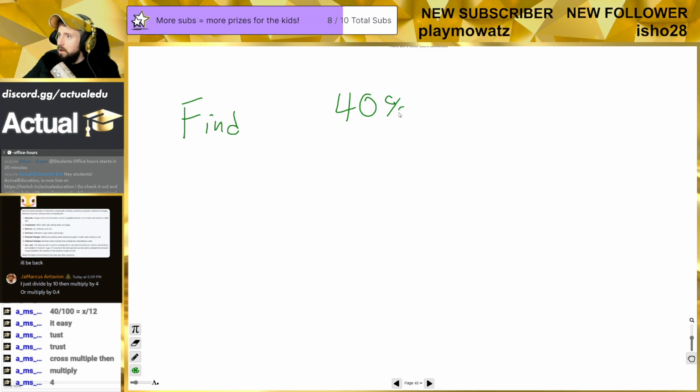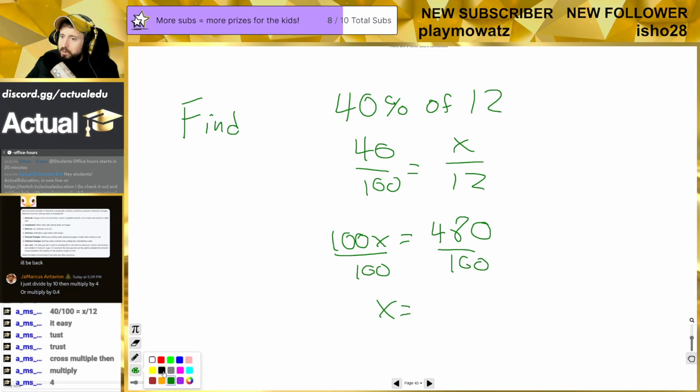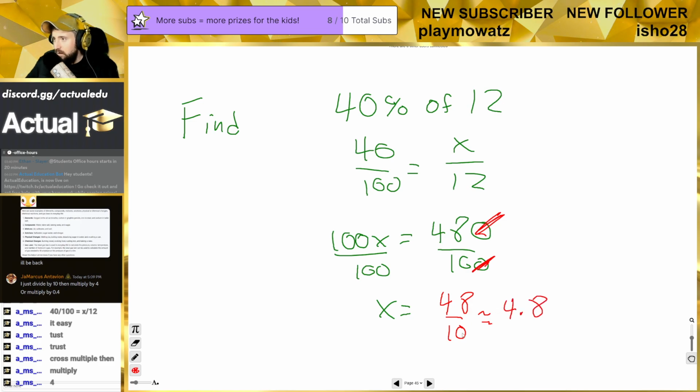Right. So 40% of 12. Again, you could do 40 over 100 is equal to x over 12. You could cross multiply both sides, so then you get 100x is equal to 480. Then you've got to divide by 100. So here's the cool thing: you can get rid of the 0, and then it's 48 over 10, which is the same thing as 4.8, because a decimal moves over. That's another way, if you have to do it by hand.